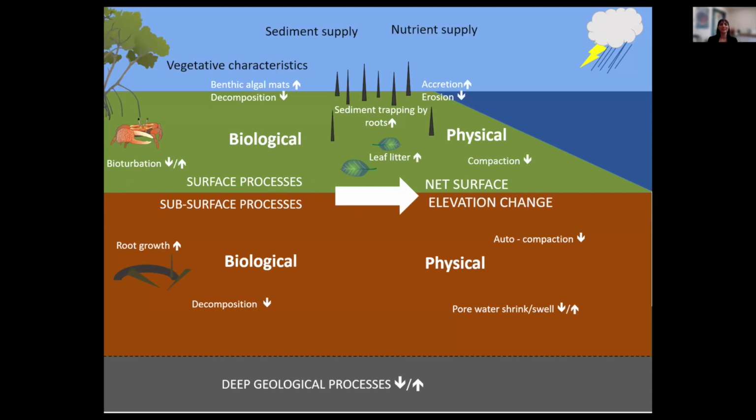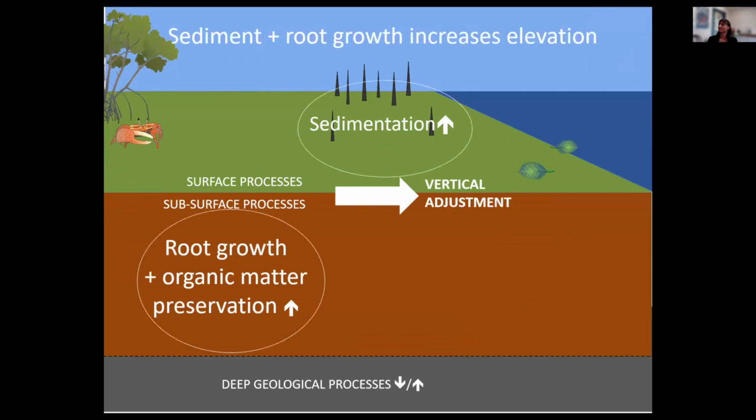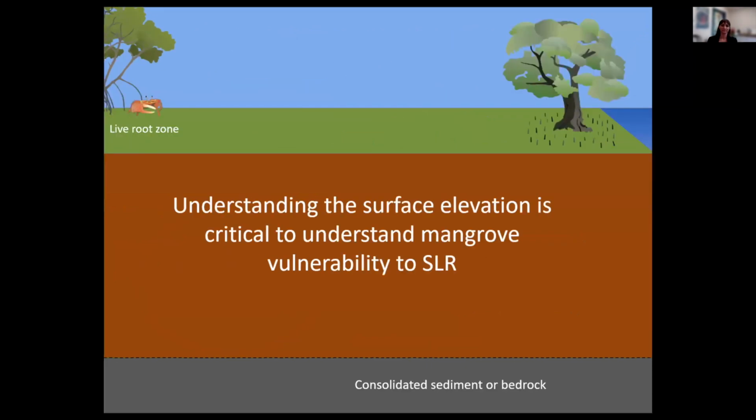These processes are then influenced by several indirect drivers, such as sediment availability or storms that may exert pressure across various spatial and temporal scales. But importantly, it's sediment accretion and root growth that will increase the overall surface elevation of our coastal wetlands.